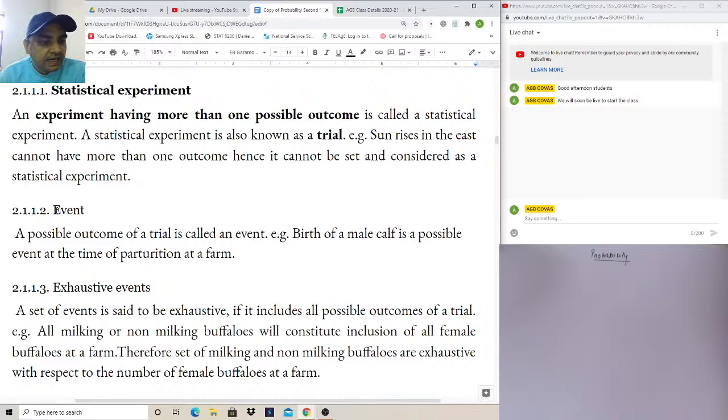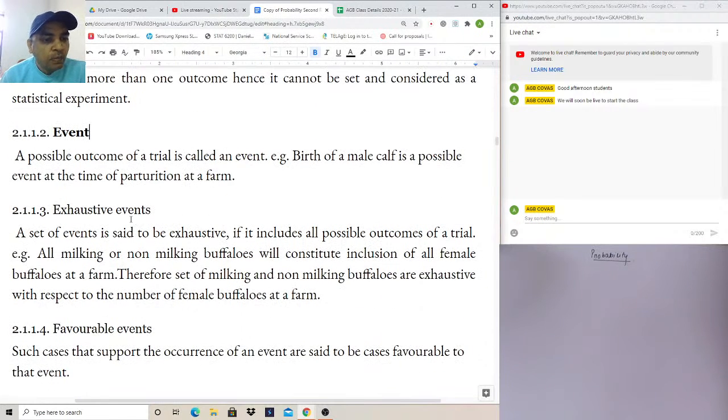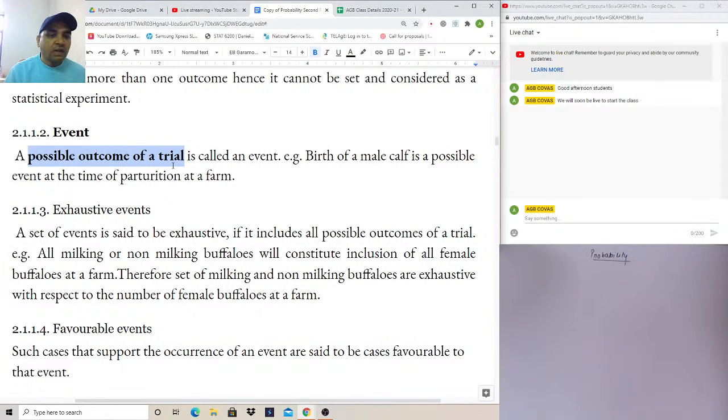Now, what is an event? I have already defined the statistical experiment. Now we will study what an event is. A possible outcome of a trial is called an event. For example, the birth of a male calf is a possible event at the time of parturition of a cow at a farm. The birth of a male calf can be a possible outcome, and the birth of a female calf can also be a possible outcome of this event.